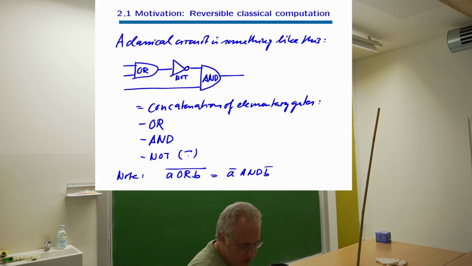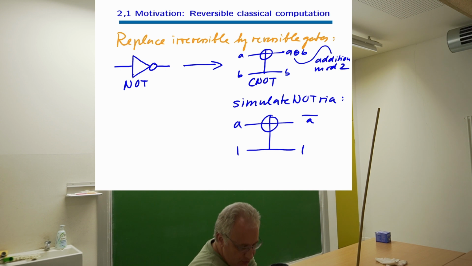Okay, and so yeah, this is what a classical circuit would look like. Because we have a relation here, we can even remove the OR, and we can just use the AND and the NOT. Okay, but what we now do to make the computation reversible is the following thing. I think that was not strictly necessary, because the NOT is reversible, so okay.